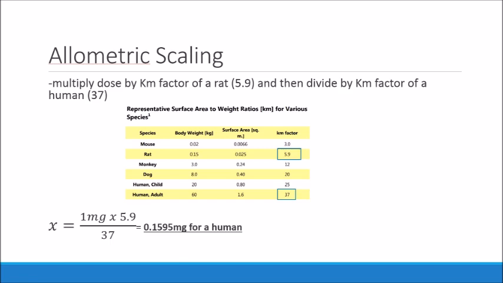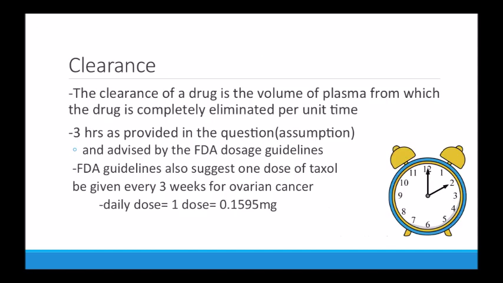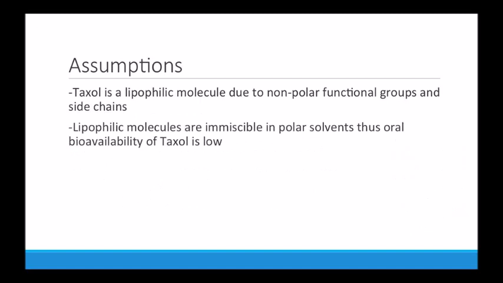So if we use the equation where we multiply the KM factor of a rat, which is 5.9, and divide by the KM factor of a human, which is 37, we get a dose of 0.1595 milligrams for a human. So, as I said before in the assumptions, rats and humans have very similar blood circulations, so we're going to assume that the 3 hours provided in the question for the clearance of the drug is going to be the same for humans. And given FDA guidelines as well, we're going to assume that the daily dose is 1 dose, which is 0.1595 milligrams.